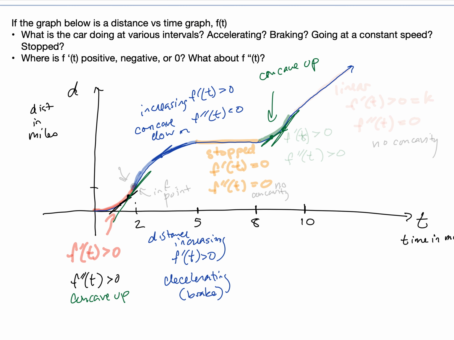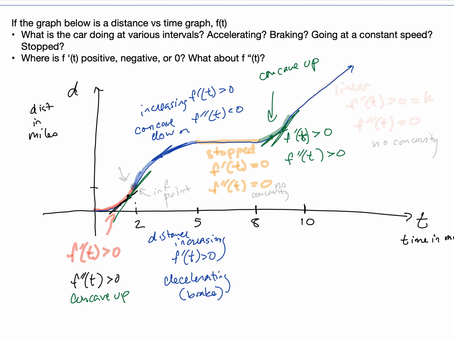So here, f prime of t is greater than 0, the function is increasing, and f double prime of t, the second derivative, is also greater than 0 because the first derivative is increasing.